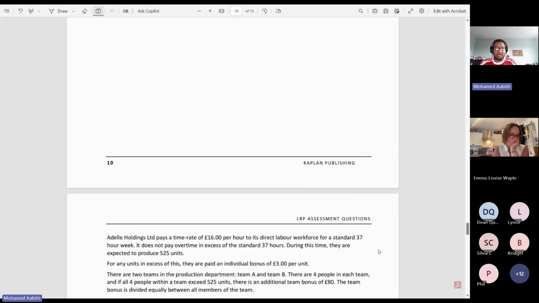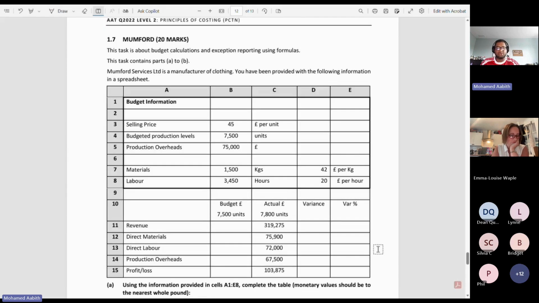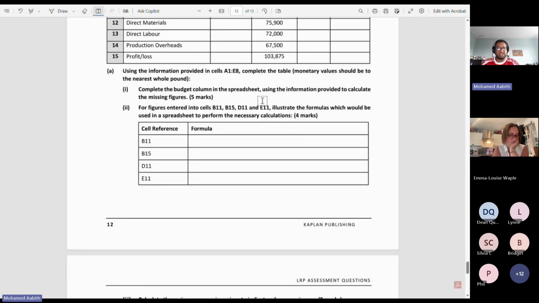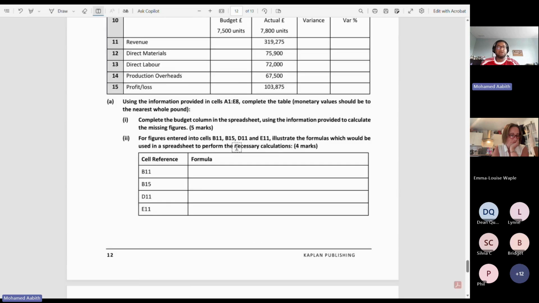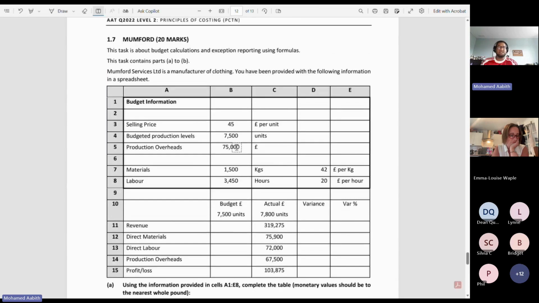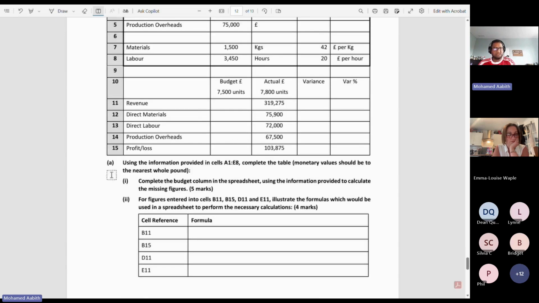And finally, the last question of the day is this question here. Now, this is also being given to you as a spreadsheet. Can you see here? This is for a lot of marks. It's 20 marks in this question. You need to be careful with it, because when you see this, only some of them they want formulas. The rest of them, they just want the numbers. So they're saying here, using the information provided in cell A1 to E8, complete the table. Monetary values should be to the nearest whole pounds. Complete the budgeted column in the spreadsheet using the information, calculate the missing figures.